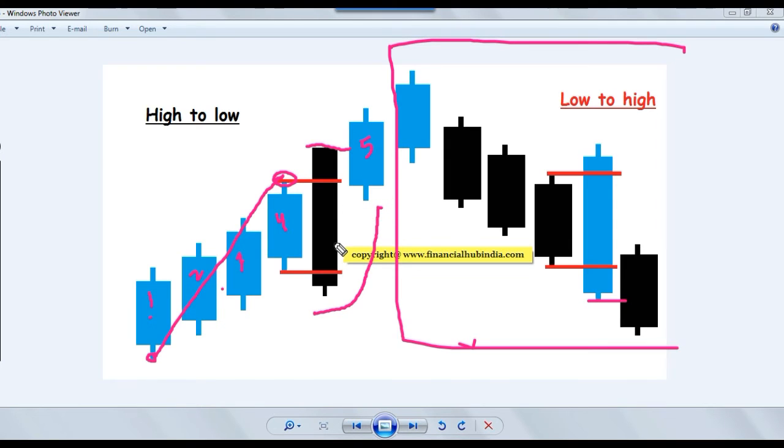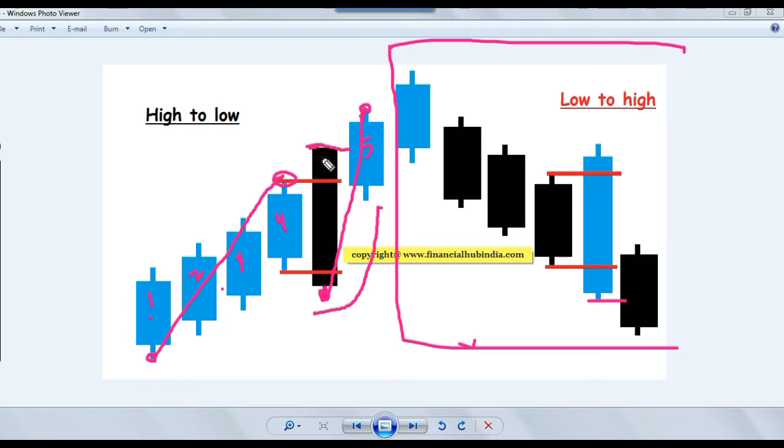What happened in these two candles? The fifth candle has broken the outsider's high. So the first topic we did, if the high is broken, so from the low to high, this is pretty simple. Same thing. Alright.